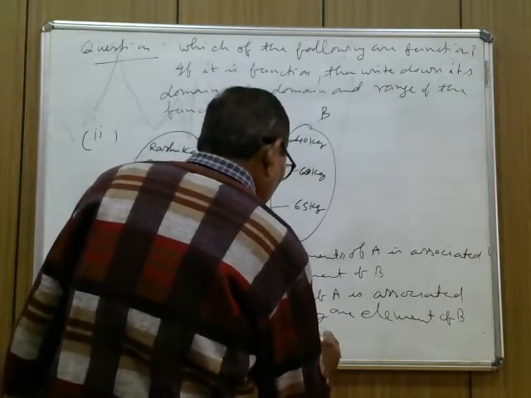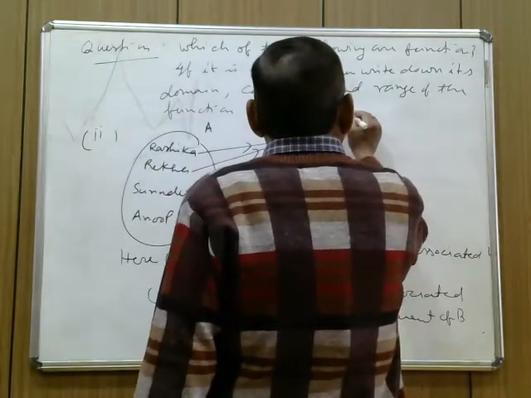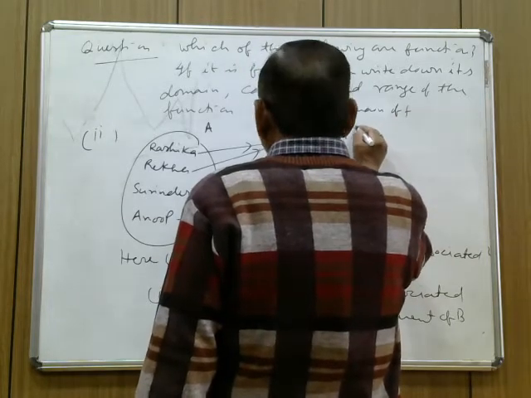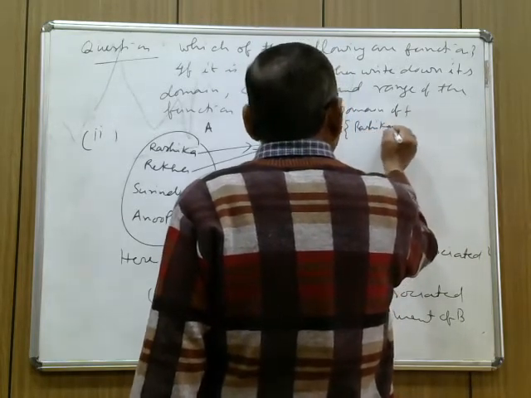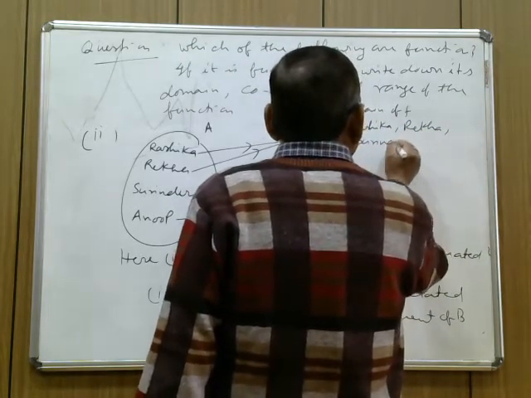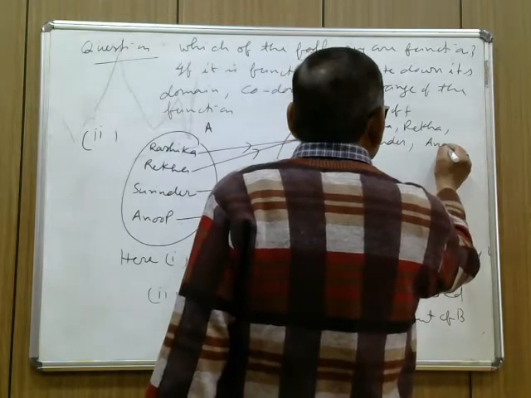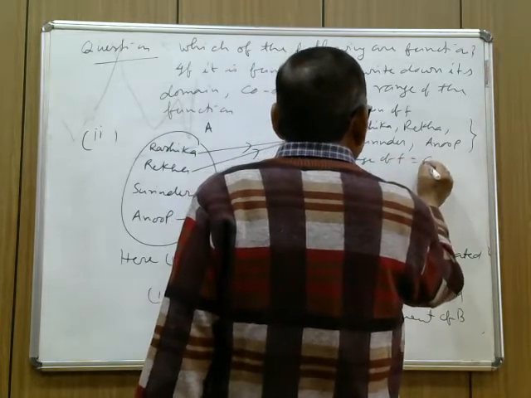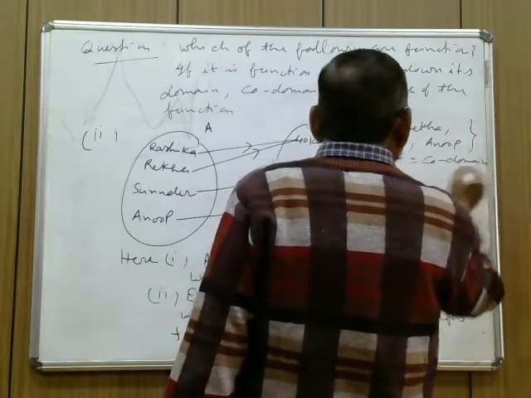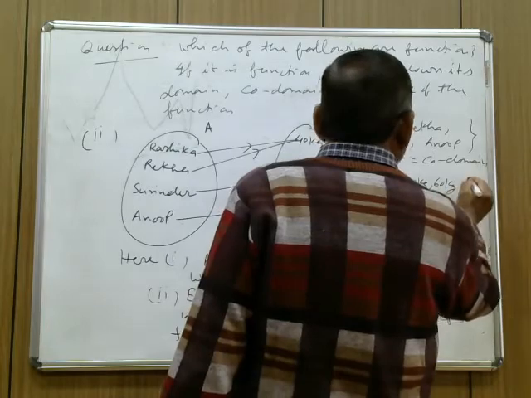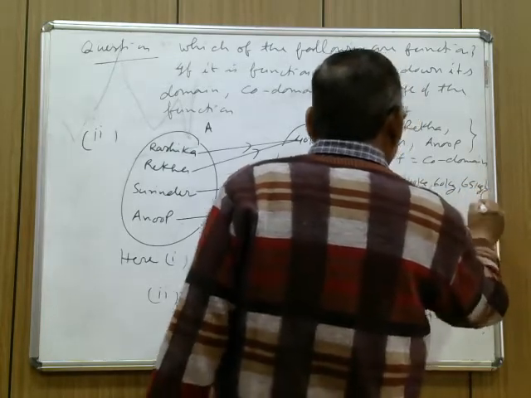Now then you find their domain. Your domain of f is equal to Rasika, Rekha, Surinder and Anu. The range of f is equal to the codomain. Both are equal, that is equal to 40 kg, 60 kg and 65 kg in this. So you can define. Now I am taking the next question.